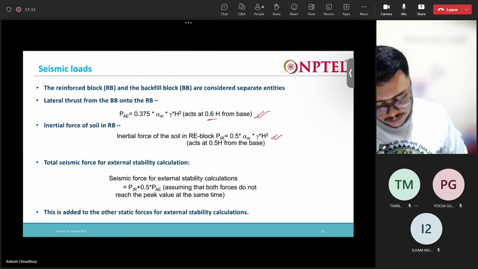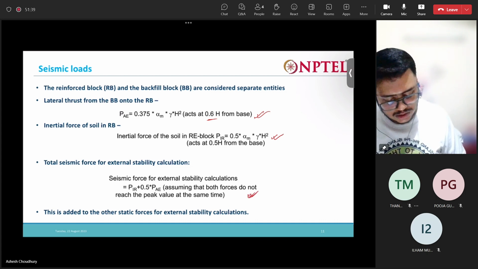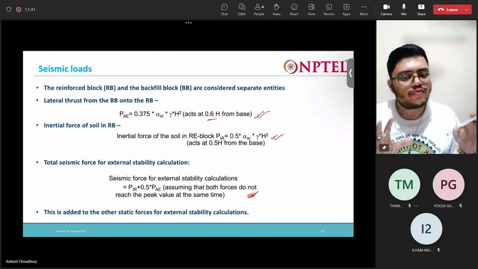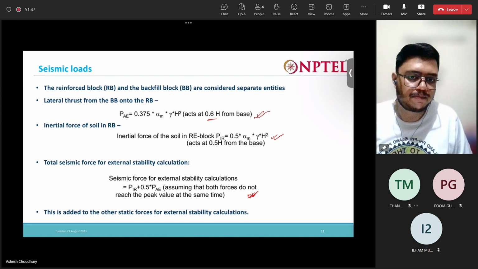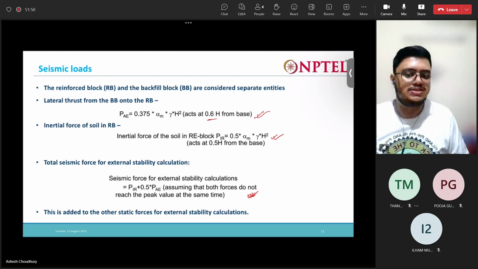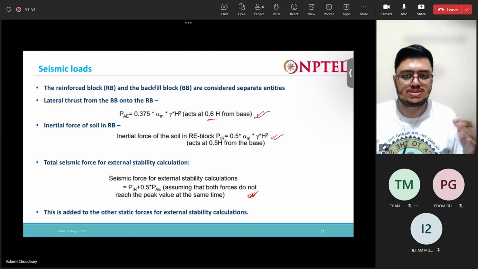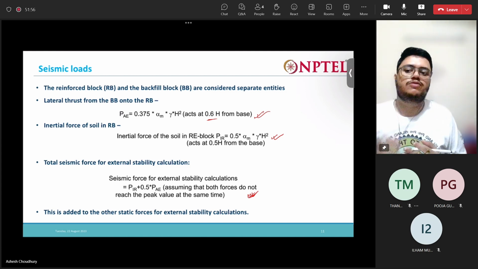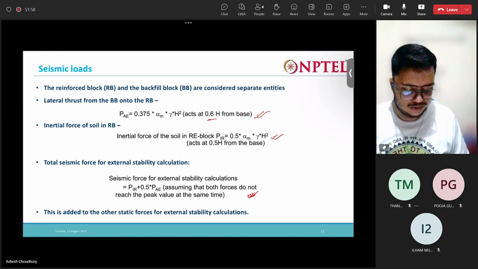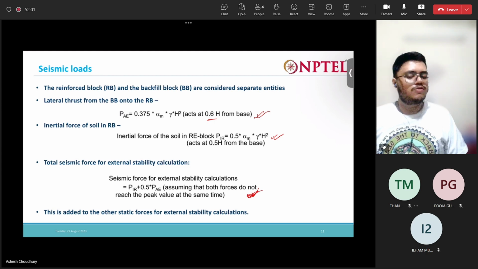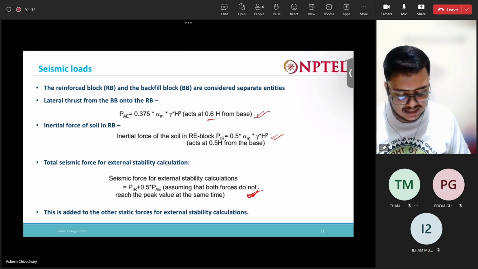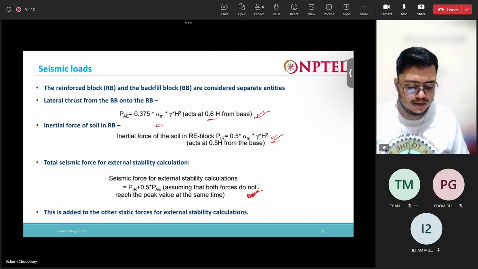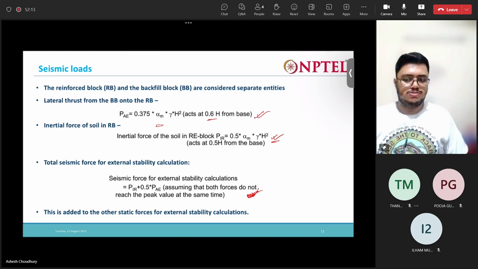So after that, we sum both of these. We assume that the peak values of both of them are obviously not going to reach the peak at the same time. So for some optimum design, we consider that, so that the cost of the construction can be optimized. So we make this assumption that both of them are not going to reach the peak at the same time, and so we take 50% of this PAE, and then we take 100% of PIR. We sum both of these to get the total seismic force.